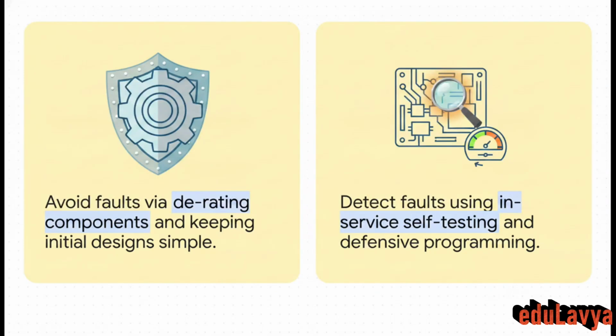During development, engineers use two totally contrasting strategies. First, we purposefully avoid faults during the design process. We do this by derating components and keeping the initial designs incredibly simple. But since absolute perfection just isn't possible in the real world, we also build in fault detection. By utilizing continuous in-service self-testing and defensive programming, the system can actually catch unavoidable issues and degrade gracefully. That ensures everyone stays safe even when individual components decide to fail.